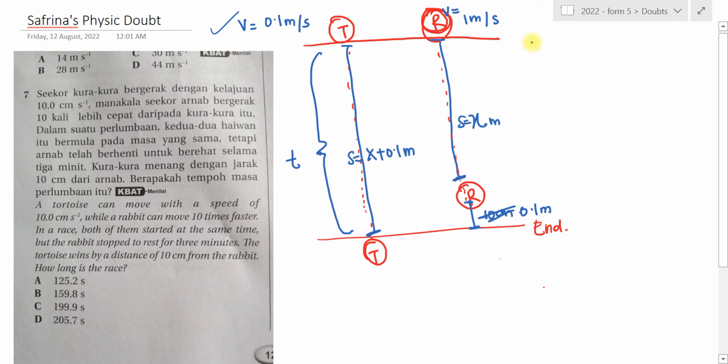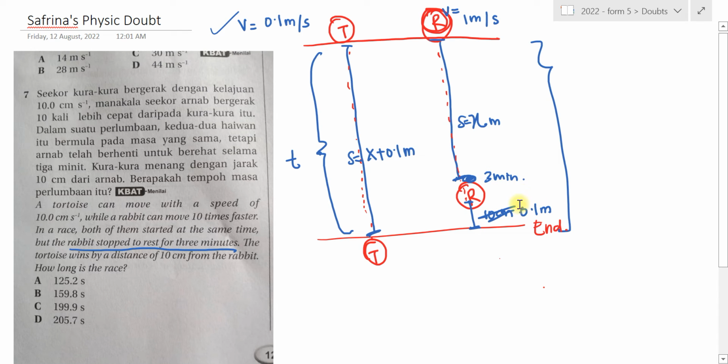So how about the rabbit? We need to think a little bit crazy here. They tell us the rabbit stops to rest for 3 minutes. That means the rabbit already stopped before the 3 minutes. So if the tortoise took t seconds, let me put it in seconds, your rabbit should take how much? We need to think that way. Here the rabbit is resting 3 minutes.